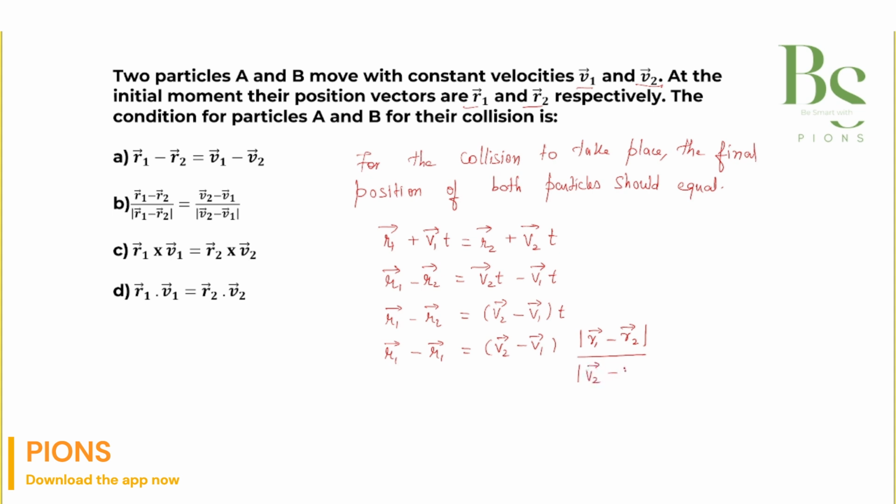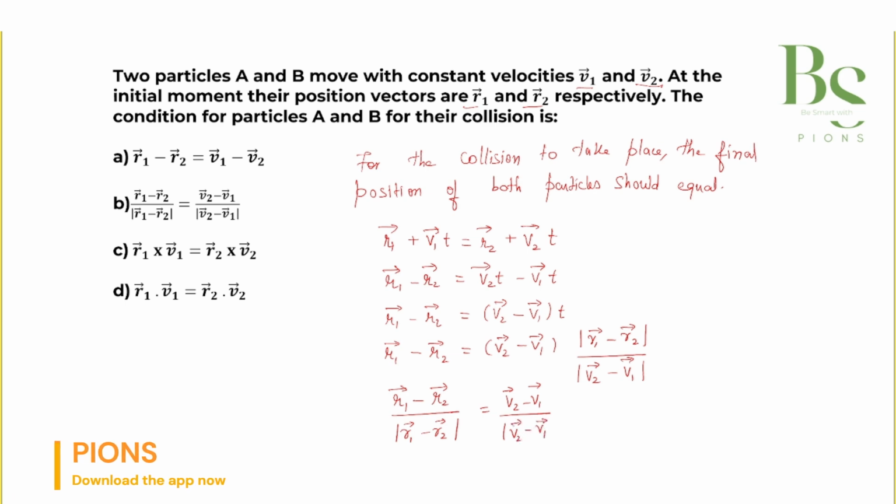And now, we can cross multiply to get our final answer. So, on cross multiplying, what will we get? We will get (r1 minus r2) whole divided by the magnitude of (r1 minus r2), correct? That equals (v2 minus v1) whole divided by the magnitude of (v2 minus v1), and that is option B.